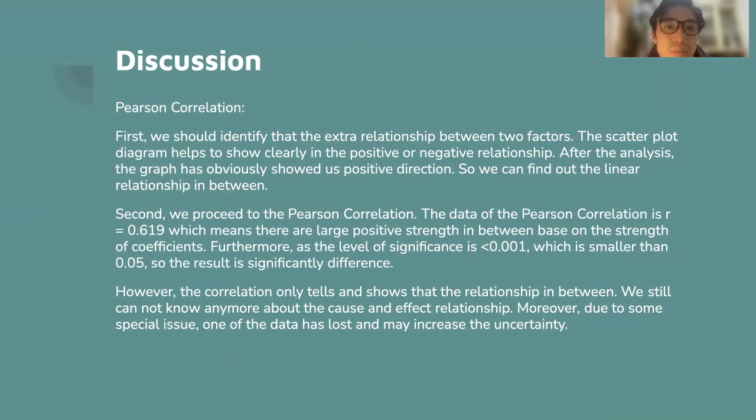Second, we proceed to the Pearson correlation. The Pearson correlation is R equals 0.619, which means there is a large positive strength between them based on the strength of coefficients. Furthermore, as the level of significance is smaller than 0.001, which is smaller than 0.05, the result is significantly different.